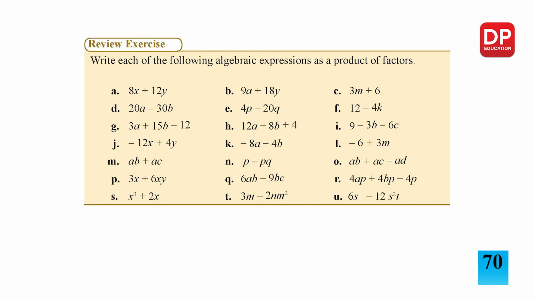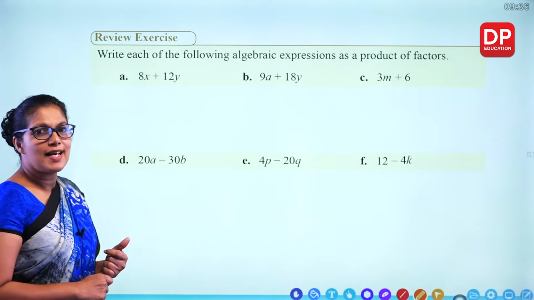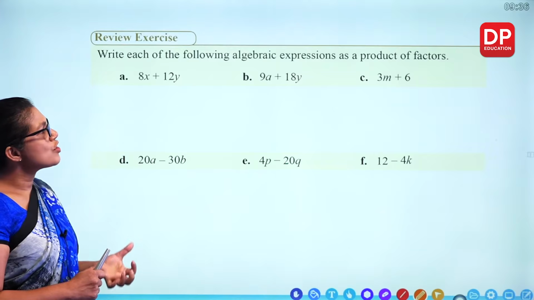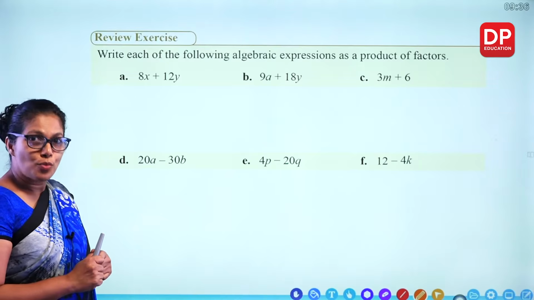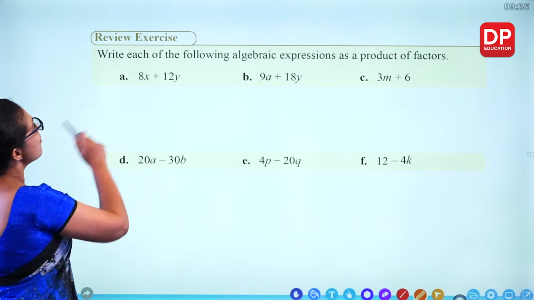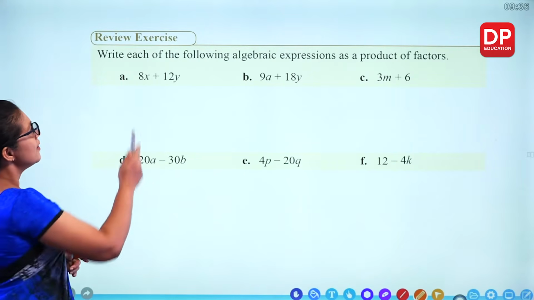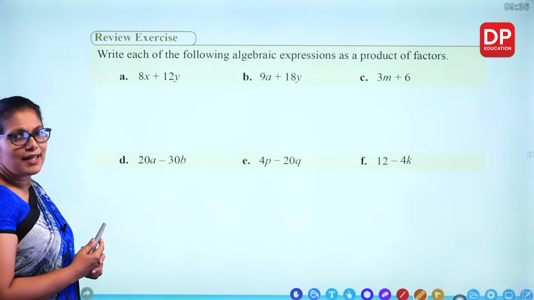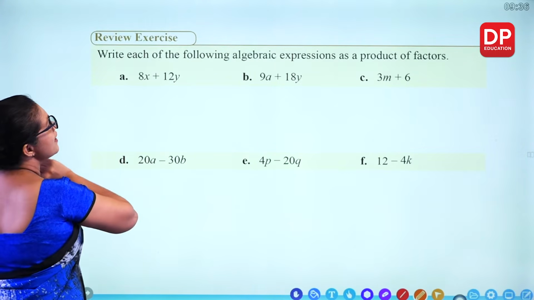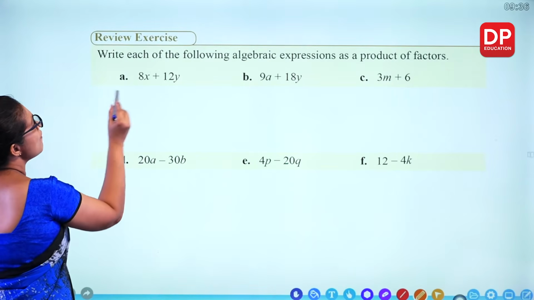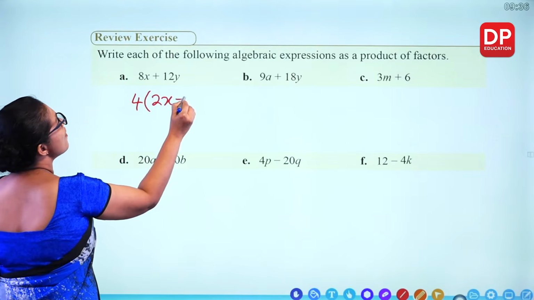Now we'll look at the review exercise in your textbook. You need to know how to factorize expressions, just normal expressions, and then we did trinomials, and then the difference between two square terms. Write each of the following algebraic expressions as a product of factors. So you have to take the common term out and write down the remaining part inside brackets. What's common here? 8 and 12. We see 4 is common. Take it out. Remaining part you write inside.